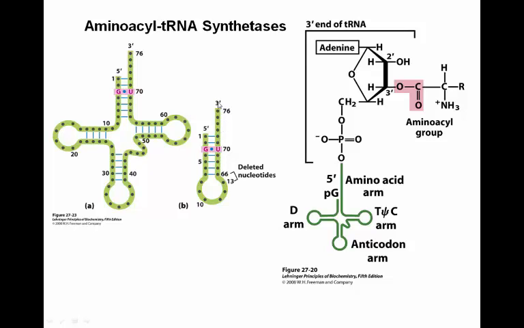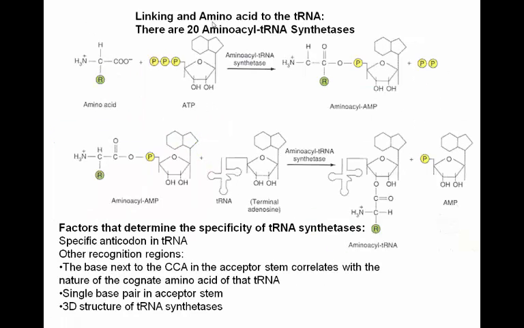If we have other base pairing in here, we will put other amino acids on the 3'. Linking an amino acid to the tRNA: there are 20 aminoacyl tRNA synthetases, which means these synthetases have to recognize several different transfer RNAs. There's an aminoacyl tRNA synthetase for each amino acid. So we had 20 amino acids, 20 tRNA synthetases, and some of these are recognizing multiple tRNAs.